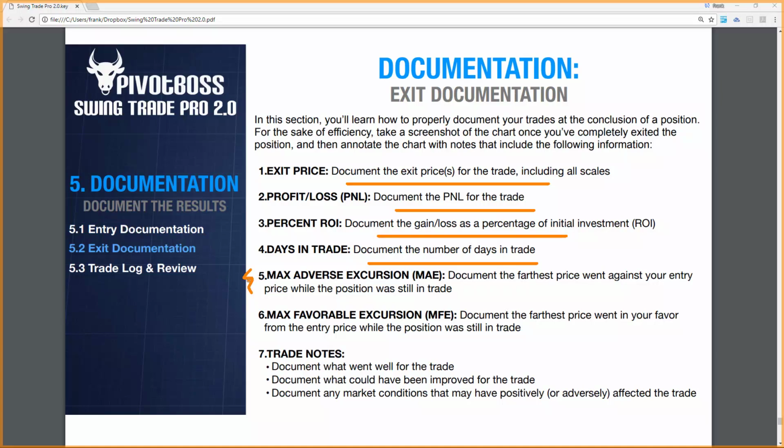And max adverse excursion. Document the farthest price went against your entry price while the position was still in trade. And max favorable excursion. Document the farthest price went in your favor from the entry while the position was still in trade. And lastly, document any pertinent trade notes. So document what went well for the trade, document what could have been improved for the trade, and document any market conditions that may have positively or adversely affected the trade. Let's take a look at the Amazon example.